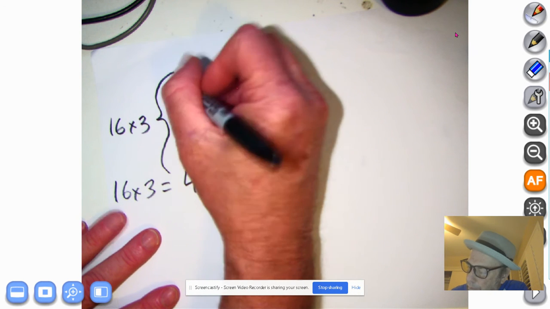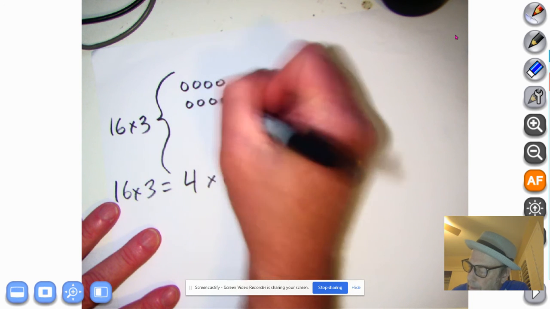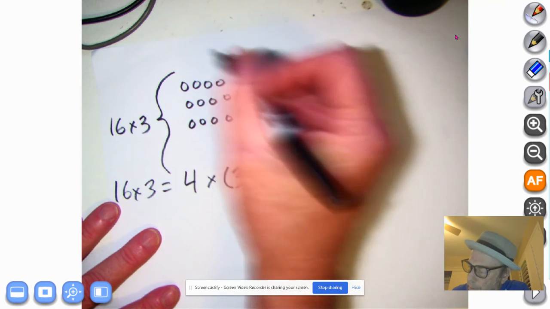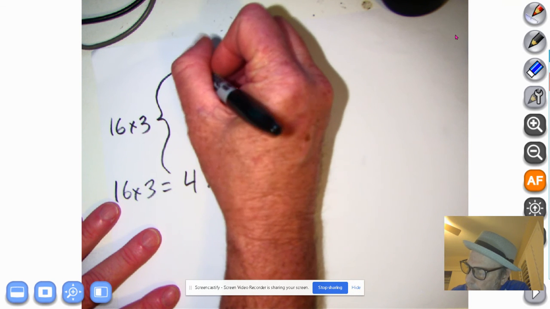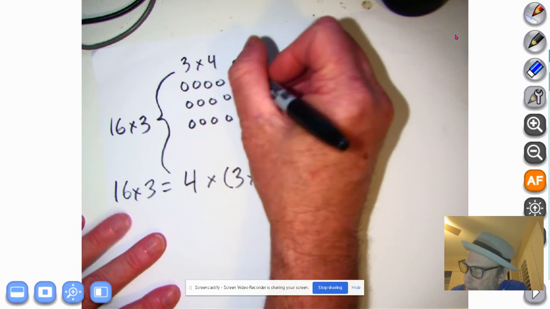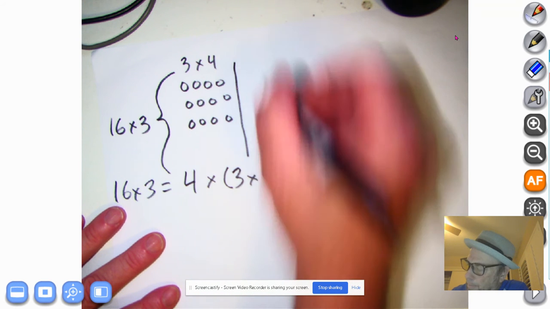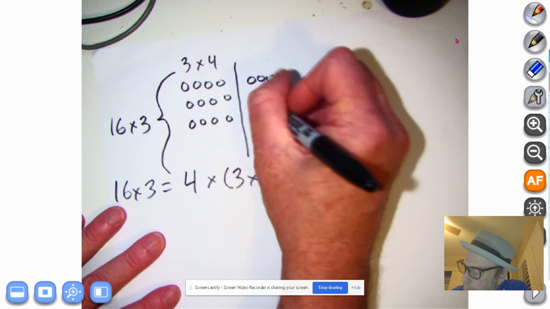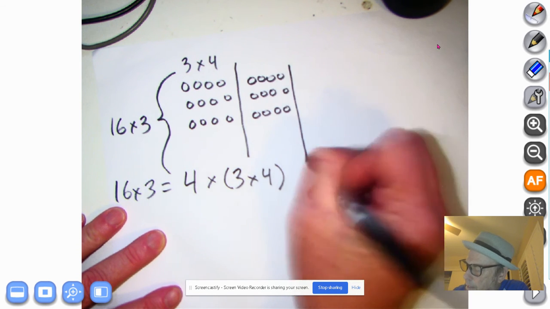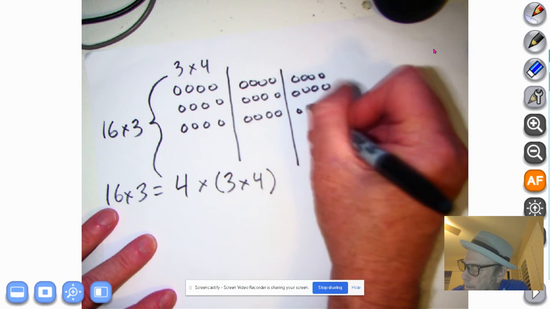Let's do 3 groups of 4. 1, 2, 3, 4. 1, 2, 3, 4. And 1, 2, 3, 4. Okay, so now we have up here 3 times 4. 4, 8, 12. Okay, let's do it again because we have to do this 4 times, right? 4 times 3 times 4. 1, 2, 3, 4, 5, 6, 7, 8, 9, 10, 11, 12.